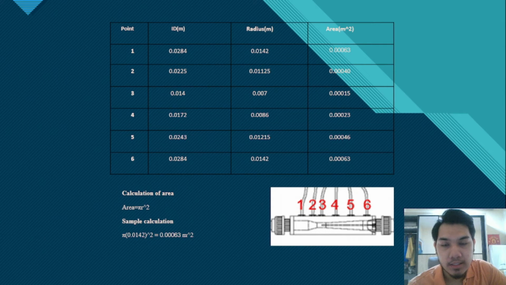This is the inner diameter, the data of inner diameter that has been provided to us. So when we have the inner diameter, we can calculate the area. To calculate the area, we use the formula of area equals pi r squared. And this is the sample calculation of the area.